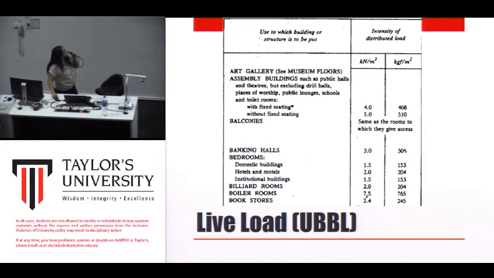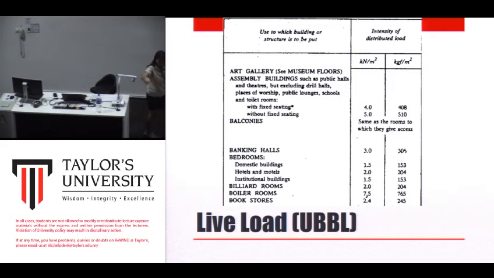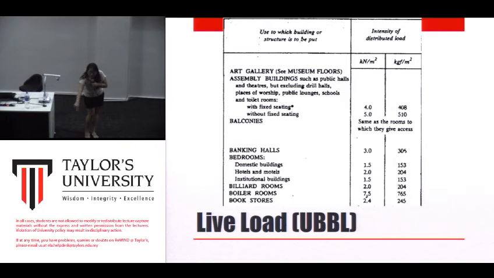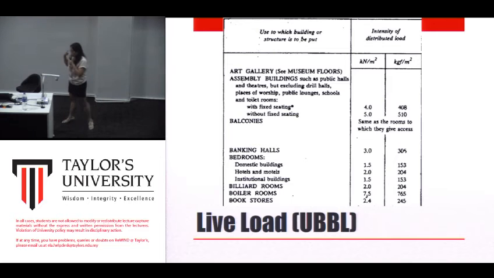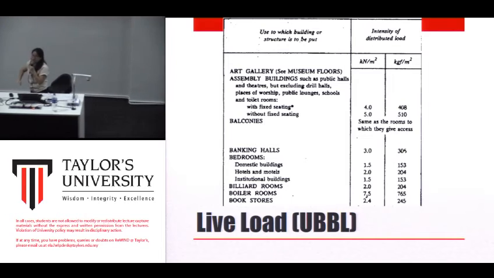So look at bedroom. So we have domestic building, hotel, institutional building. So it is 1.5, 2, and 1.5. All right. So that space, look at the unit given. It is kilonewton per meter square. It means, let's say for example, this is a bedroom. For every meter square, every 1 meter by 1 meter, is going to take 1.5 kilonewton. So far so good? All right.